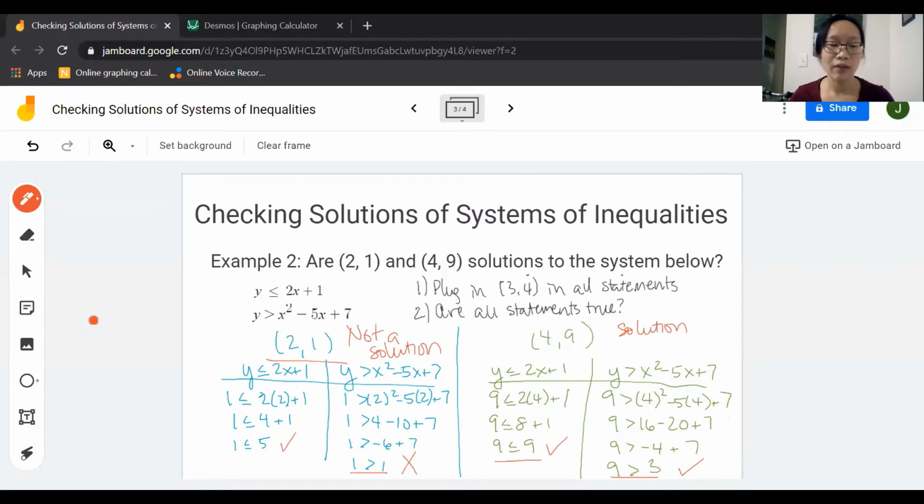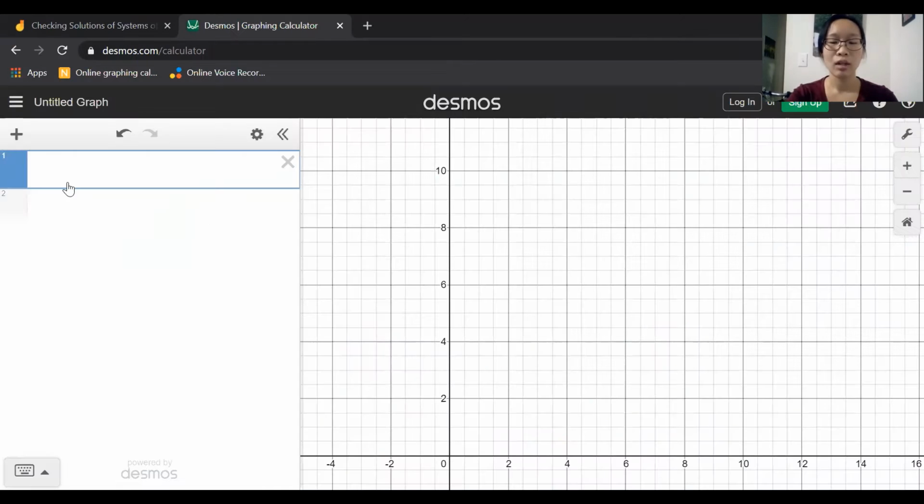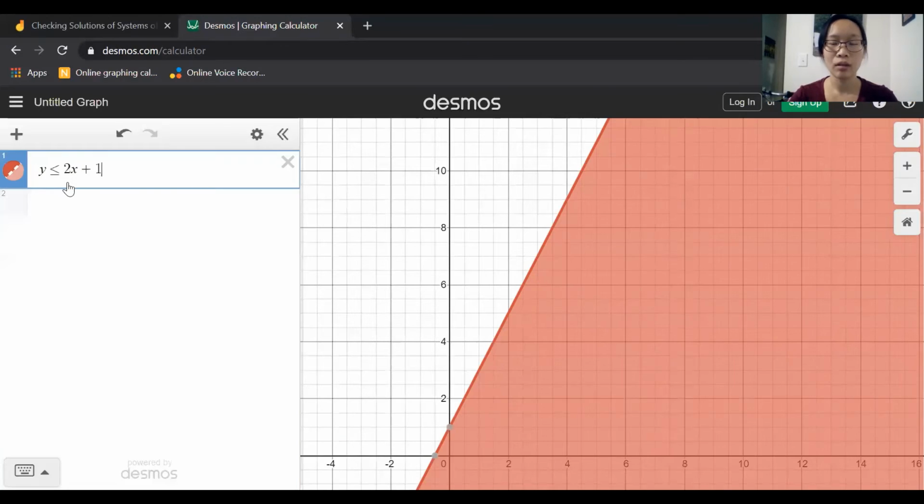I can also verify this by graphing on Desmos. To type in the first statement, I'm going to type y is less than, and I hit the equal sign, and Desmos automatically converts that to the less than or equal sign. This is 2x plus 1. Notice that I have the line, this is y equals 2x plus 1, and I'm shaded below it because I'm looking for values that are less than this line.